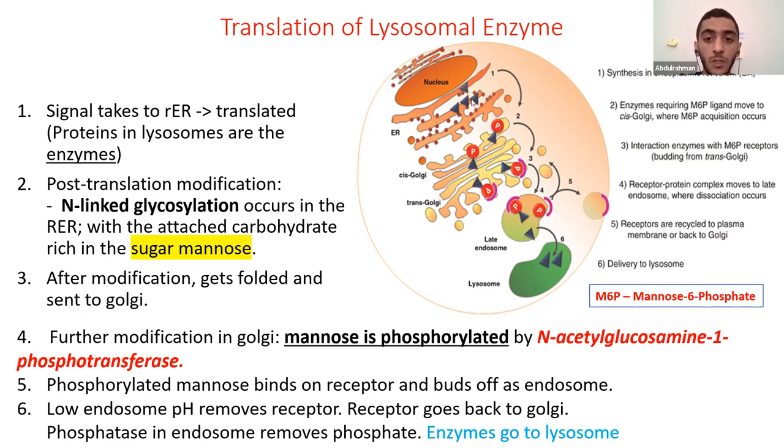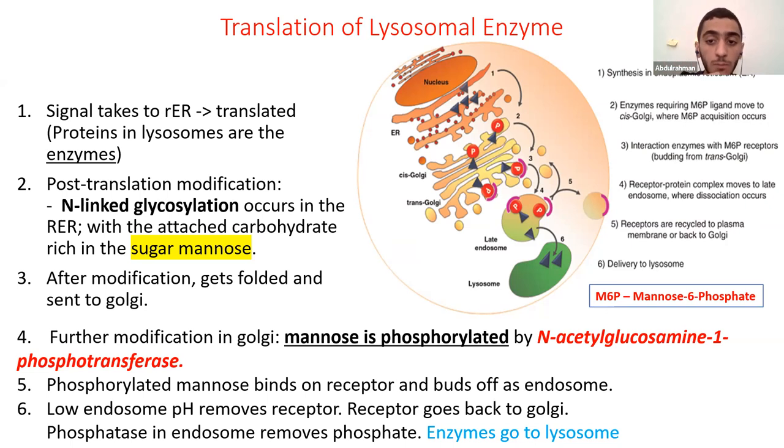Like the main difference will be here. We're gonna have N-acetyl glycosylation or N-linked glycosylation. Once it's glycosylated, it's gonna get folded and sent over to the Golgi. In the Golgi, the mannose residues will be phosphorylated by this enzyme, N-acetylglucosamine phosphotransferase. If it's phosphorylated, it can bind on a special receptor that only recognizes phosphorylated mannose.